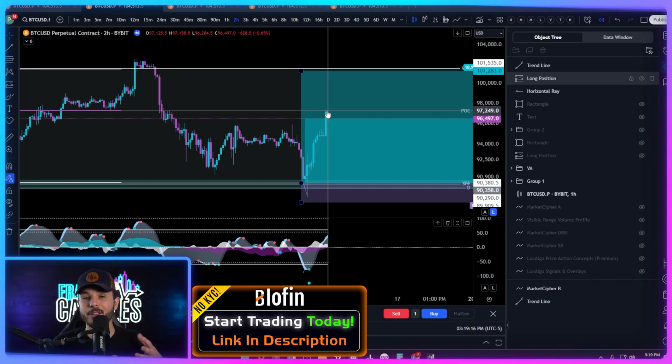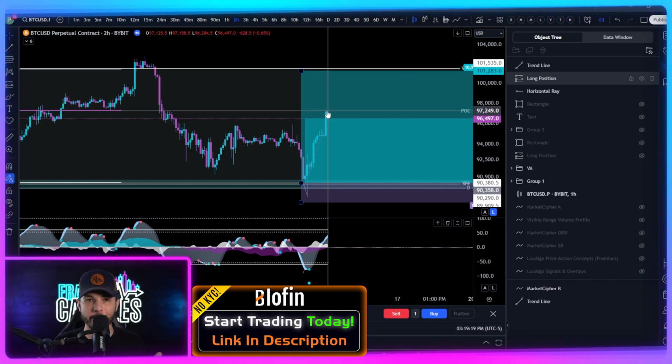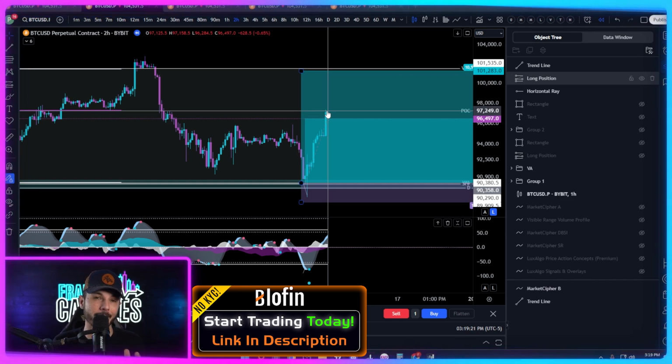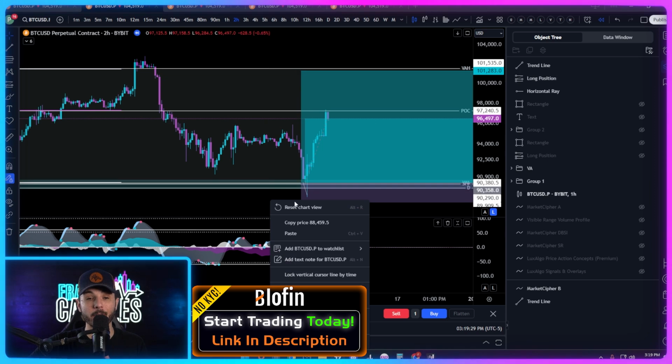Now, whether you want to lock in 30, 40, 50%, it doesn't really matter. It's kind of personal preference. I tend to lock in between 30 and 50% at the first take profit. So we lock in profits at this key level, and then what we can do is move our stop loss to break even.